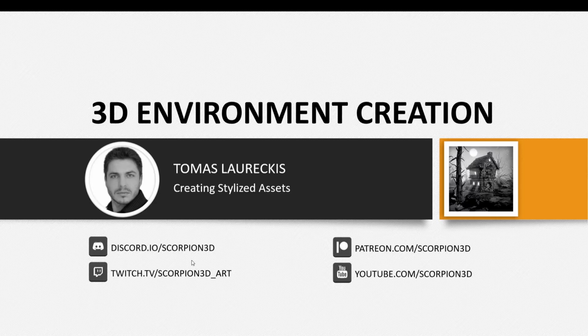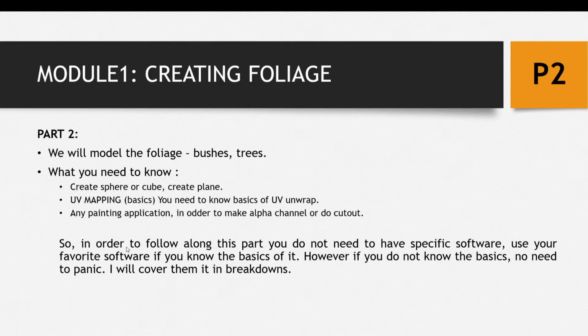3D environment creation. Let's move forward in this module 1 to part 2, foliage creation. We will start from the bushes. So what we need to know in this part: how to create a polygon cube and the plane.